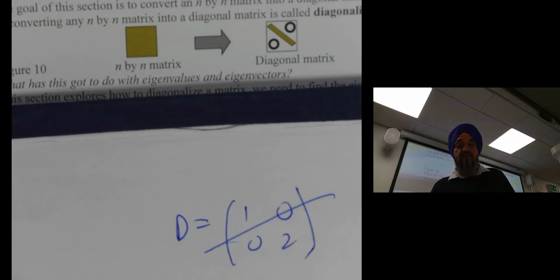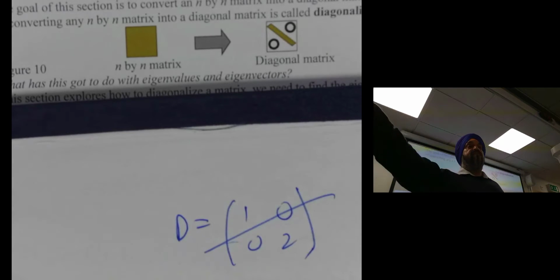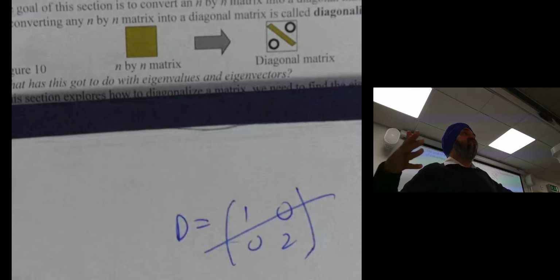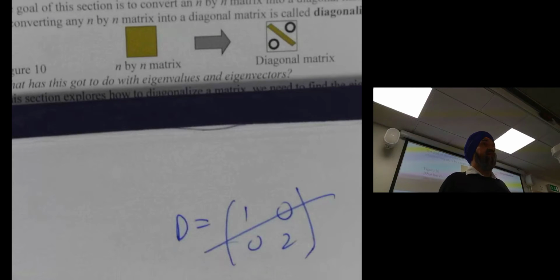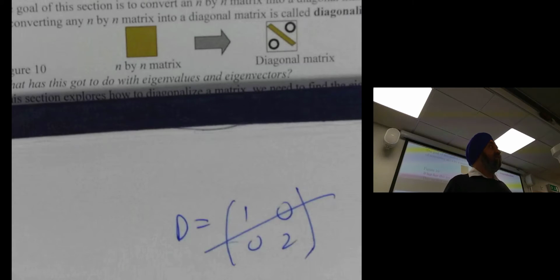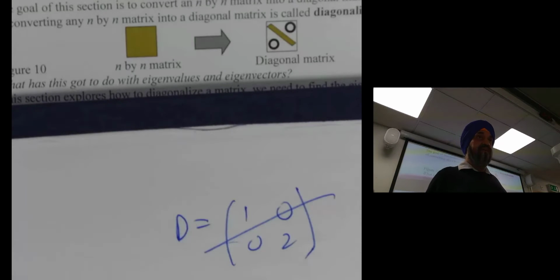Okay, what has this got to do with eigenvalues and eigenvectors? Why is diagonalization placed in chapter 7? Why are we waiting to do 7 chapters? Hang on, why didn't I do this in chapter 1? We multiplied matrices, we added matrices. Why didn't I do this earlier? It's definitely because it's got everything to do with eigenvalues and eigenvectors.